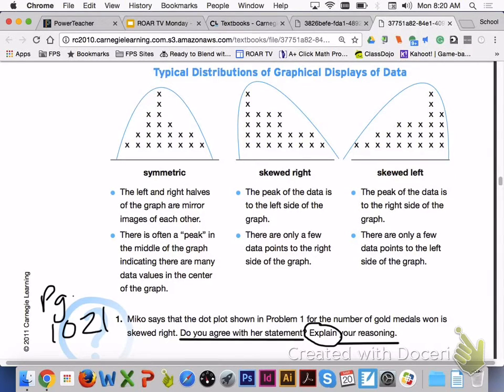Miko says that the dot plot shown in problem 1 for the number of gold medals won is skewed right. Please turn back to page 1021 and answer number 1 with your group members.